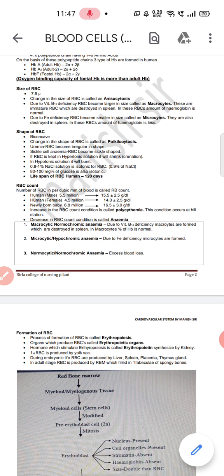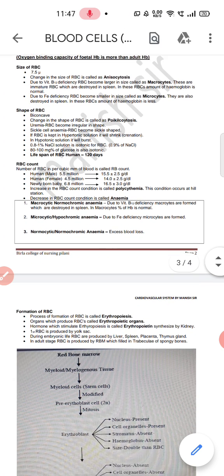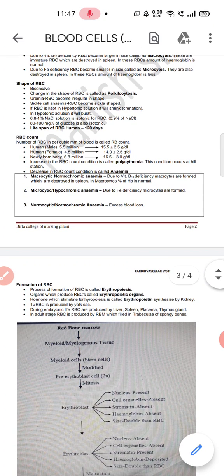If RBC is kept in hypertonic solution, it will shrink. In hypotonic solution, it will burst. Lifespan of RBC in humans is about 120 days. In human males, RBC count is 5.5 plus minus 0.5 million, in human females it is 4.5 million, and in newborn babies 6.8 million.